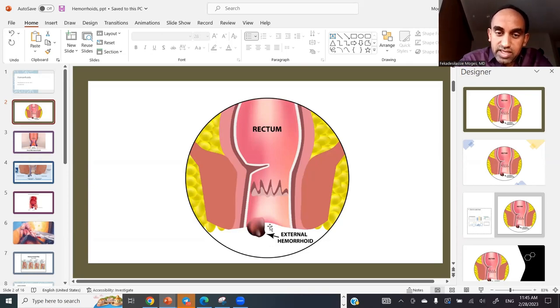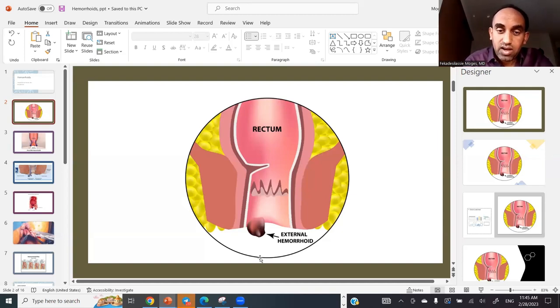So if there is a dilated, tortuous vein or venule around the anal orifice, then that's an external hemorrhoid. You can see it externally during inspection. Patients do feel it whenever they try to clean their parts. So that is an external hemorrhoid. Internal hemorrhoids happen most of the time in the lower part of the rectum above the dentate line. Sometimes they may come down and be felt outside of the anal orifice. We'll talk about that one later.